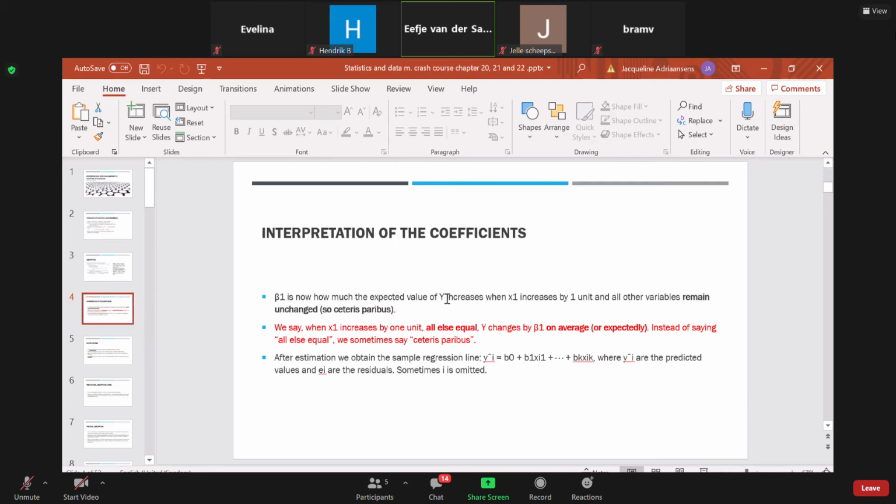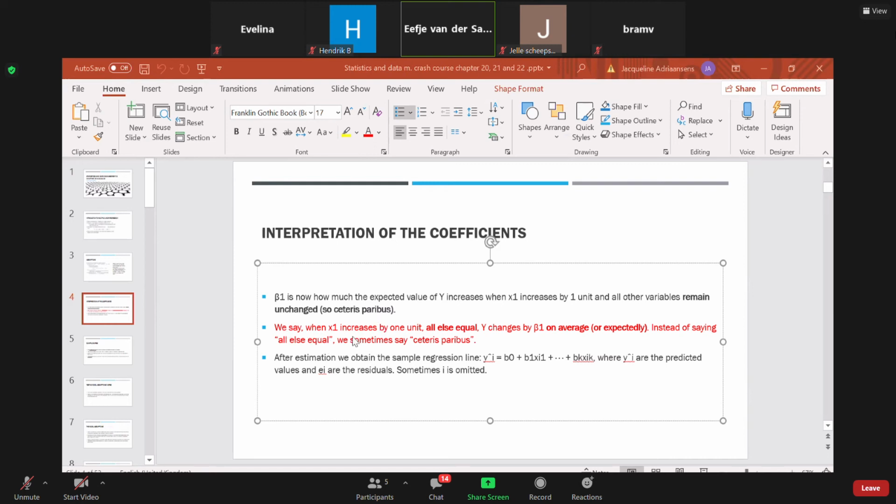So the expected value of y, you could also say on average, or expectedly, or the expected value of y. But it is when all the other variables remain unchanged. And that is the same as ceteris paribus. I always say ceteris paribus, but you can also say unchanged, remain the same. It's all equally. And in red, so for Bram, everything that's really important, I have made it red so that you won't miss out on it.